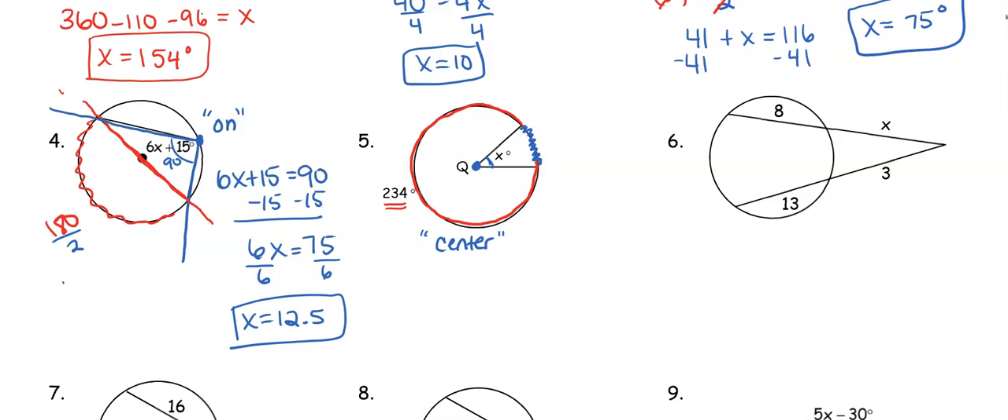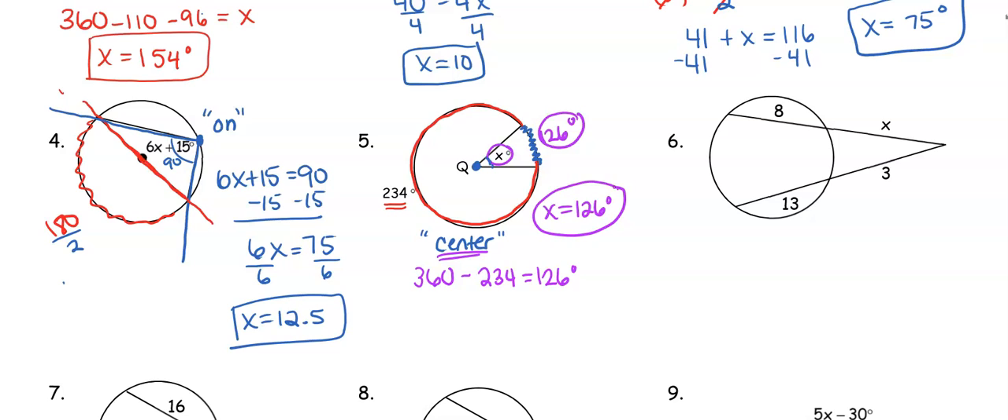So we go back to the fact that our whole circle is 360. That portion is 234. So when I take that away, I'm left with 126. So that much right here is 126. When it comes from, again, the center of the circle, this angle and that arc are the same. So x is 126 degrees.